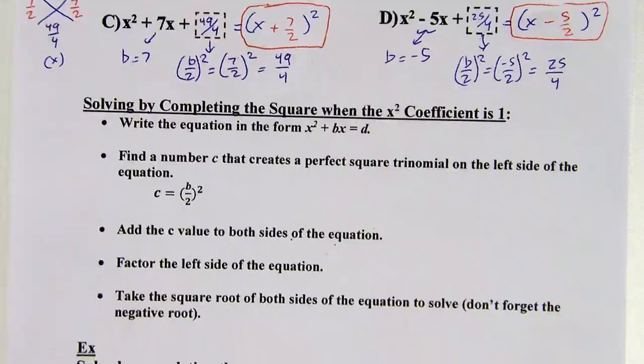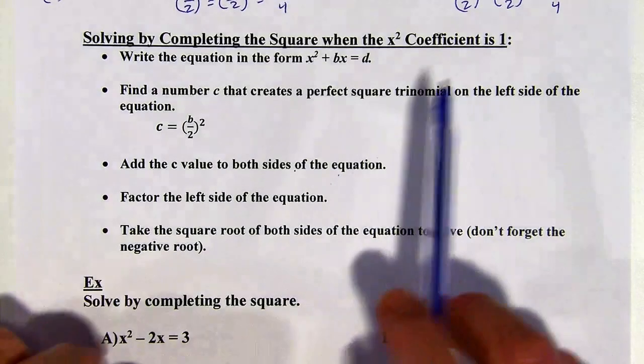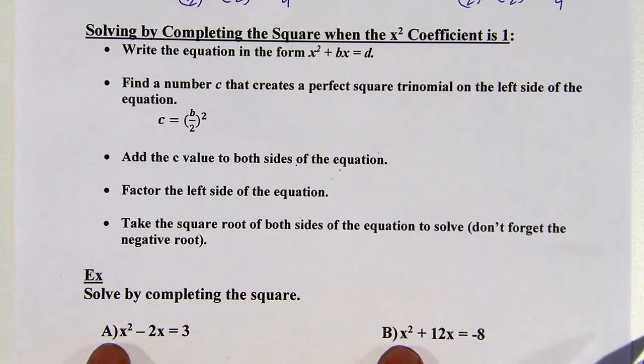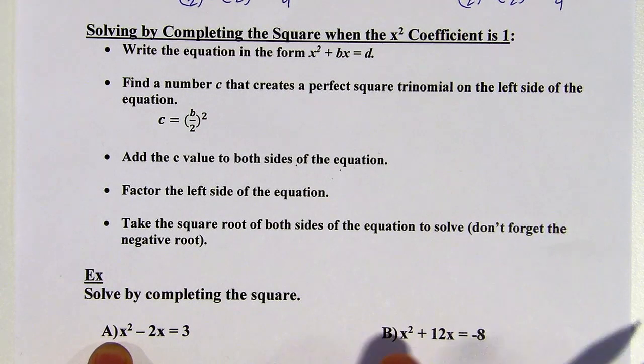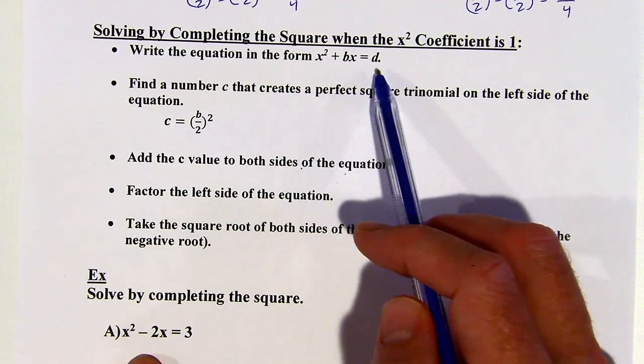Okay, so we're going to solve some equations by completing the square. And first thing you're going to do, this is when your x squared coefficient is 1, okay? So it's going to get a little trickier if you've got 2 or 3 or 4 or something like that in front of the x squared. But the first thing you'll want to do is write your trinomial in this kind of a format.